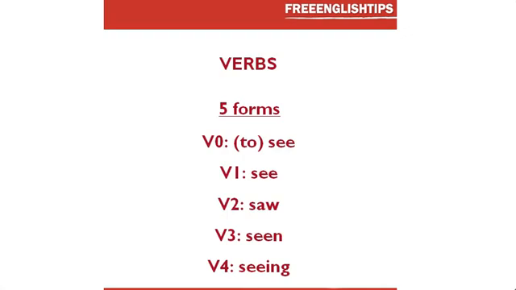I have seen, you have seen, I had seen. And verb 4 is also called the present participle. I am seeing, or it's the gerund form. Those are the 5 forms and you need to know about them. Today we're looking at verb 1, verb 2 and verb 3.